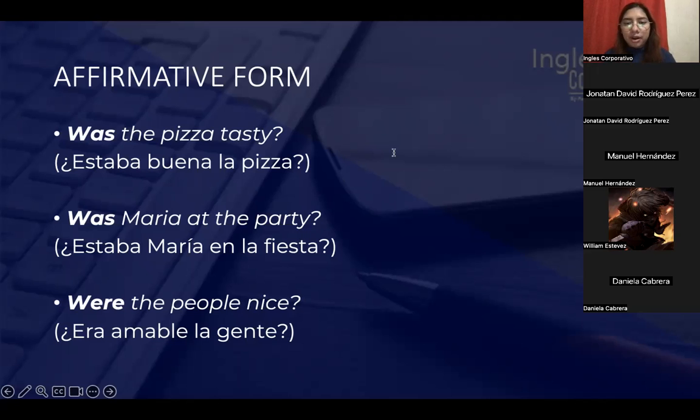Were they in the park playing basketball in the afternoon? Yes, they were in the park playing basketball. Okay, thank you, Mario. And Daniela, can you help me to read your second example? Were you drinking coffee yesterday? No, I wasn't drinking coffee.